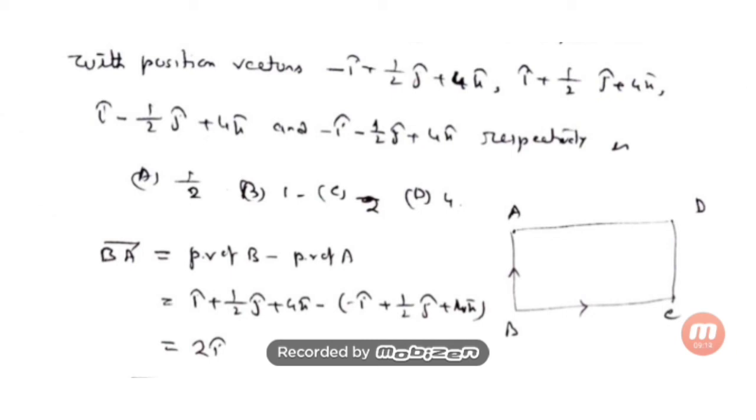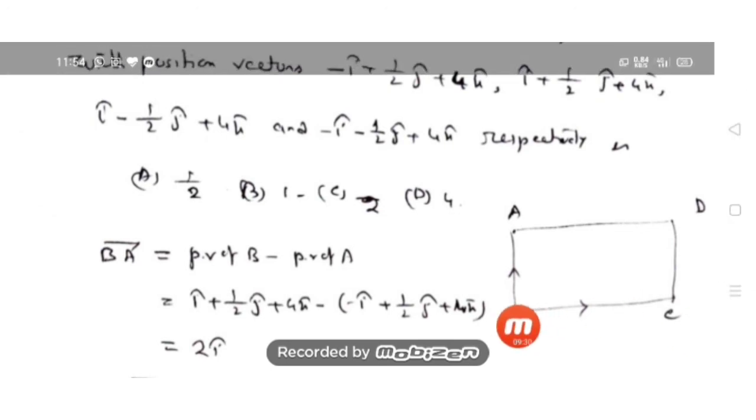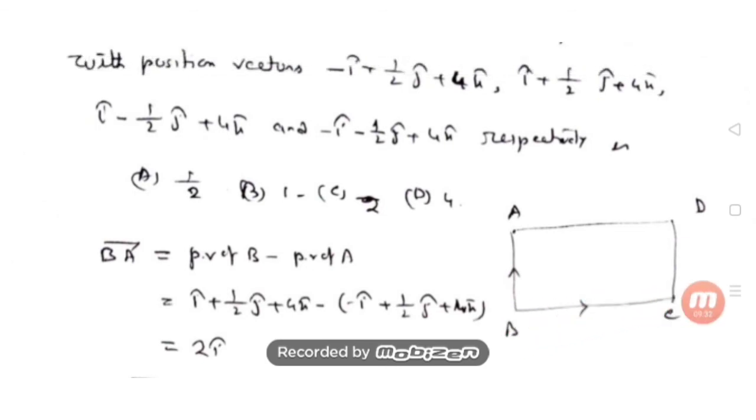Sometimes vectors are given, and sometimes the position vectors are given. If vectors, that means the lines are given, we can do the calculation directly. But if the position vectors are given, then what to do? You have to first find out the vectors, and only after that can you do the calculation. So here I just want to get the value of BA cross BC.